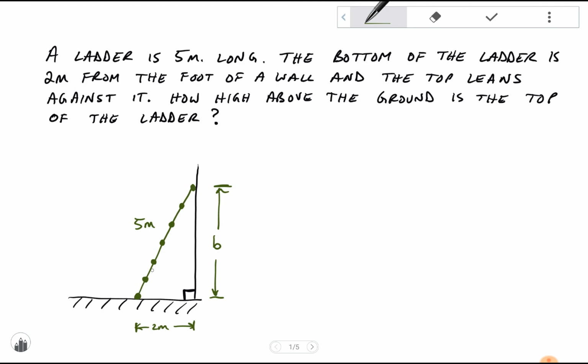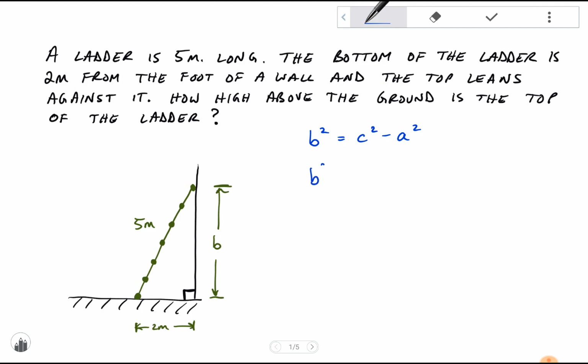So this is a right angle triangle. We know A and we know C, the hypotenuse. So Pythagorean theorem tells us that A squared plus B squared equals C squared. And we need to find B. So we can rearrange that formula. B squared equals C squared minus A squared.